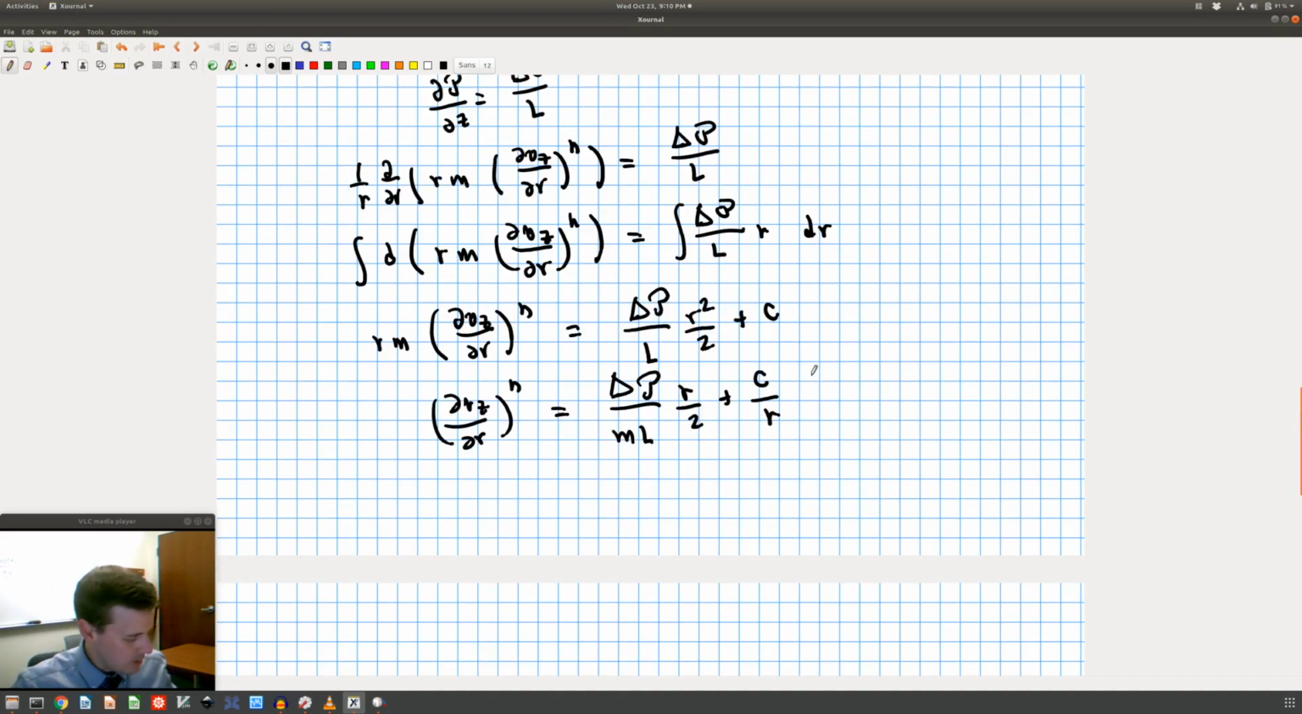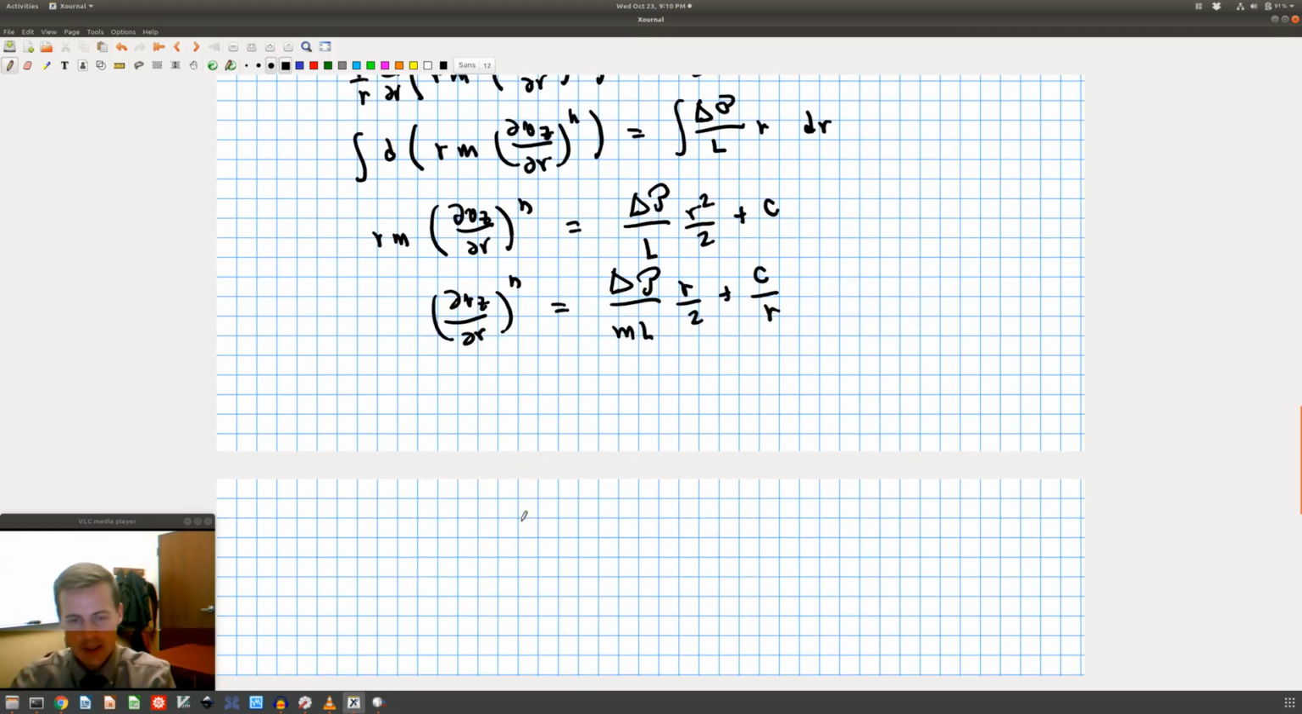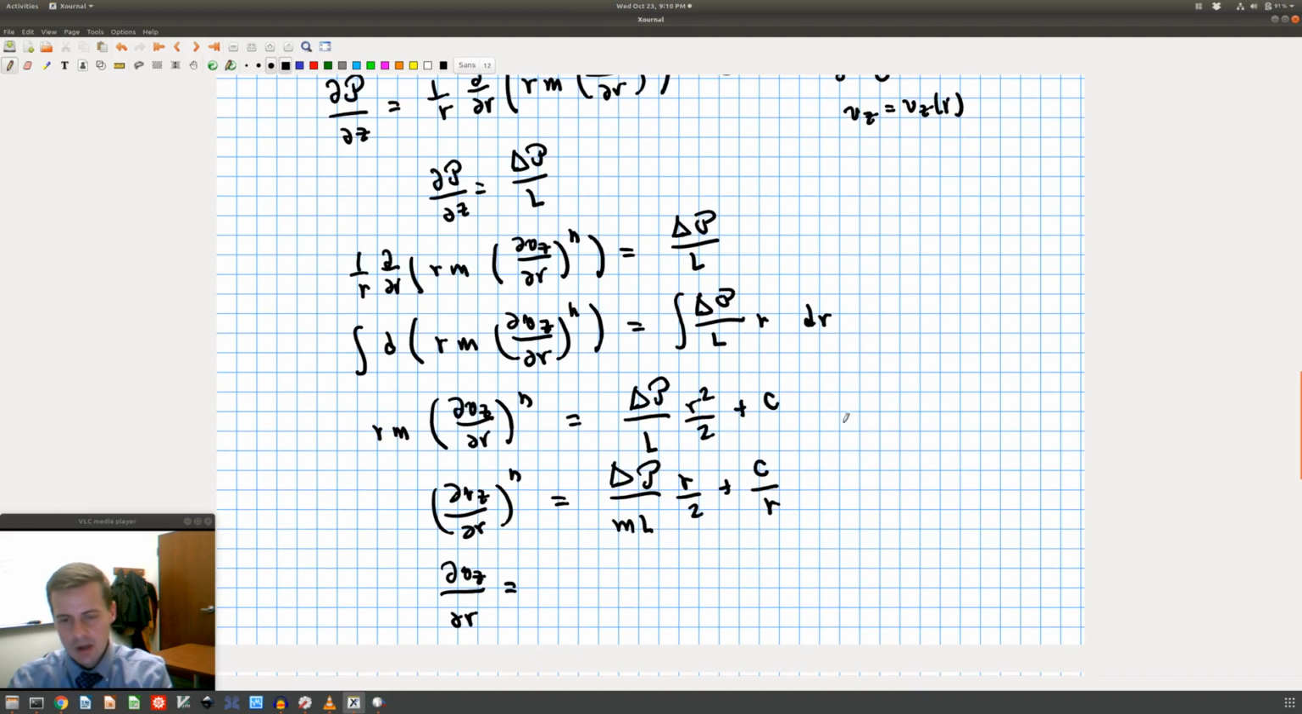Okay, and what do I do from here? Well, I need to take the 1 over nth root of this, so I can write dvz dr is equal to, I'm going to make an observation to kind of make our lives easier. What I'm saying here is that this, m dvz dr to the n, that's tau rz. And so I'm saying tau rz is equal to delta p over L r squared over 2, let's see, r over 2 plus c over r. Okay, that's what I'm saying sort of in between these two lines right there.